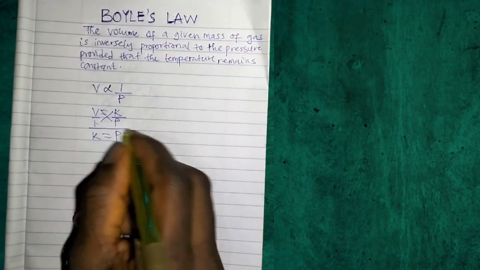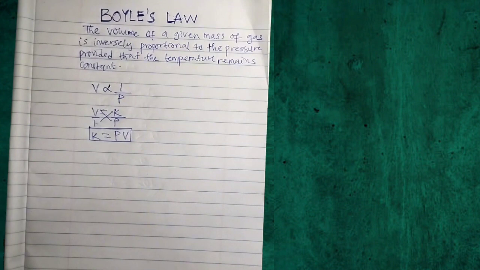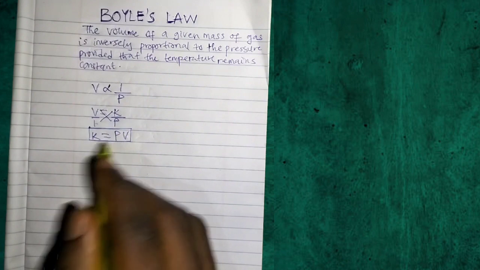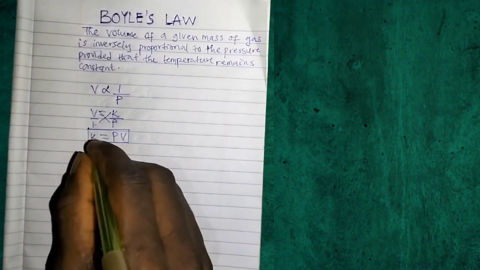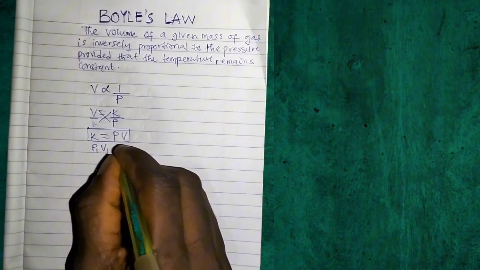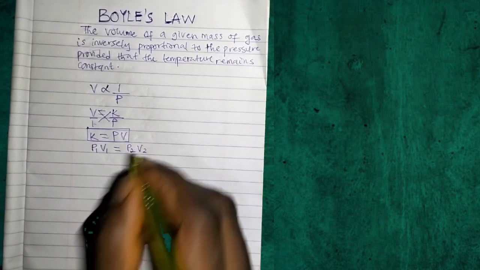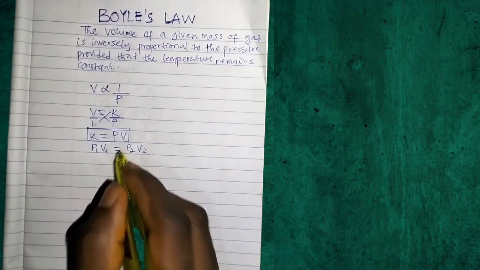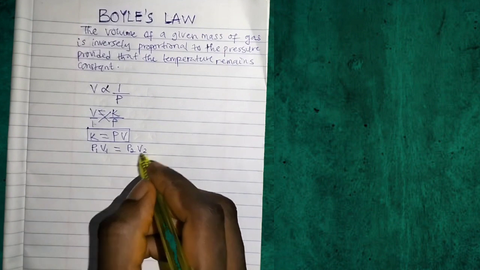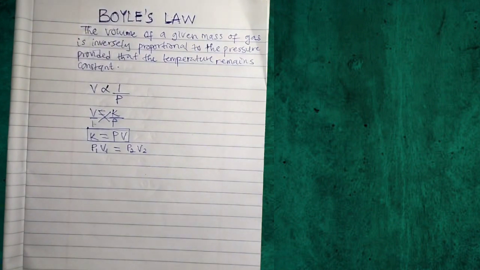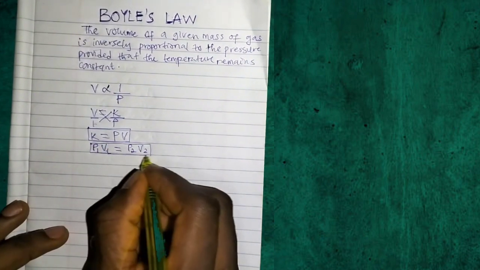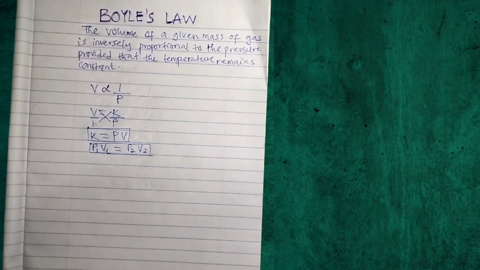Now this is the formula. Constant is equal to P times V. What this means is that the product of the pressure and the volume is constant. That simply means P1 V1 is the same thing as P2 V2. The product of the first pressure and the first volume is the same as the product of the second pressure and the second volume. Okay, so this is Boyle's law. This is what we'll be using mainly to solve problems. P1 V1 is equal to P2 V2. So when we have problems, this is what we refer to.